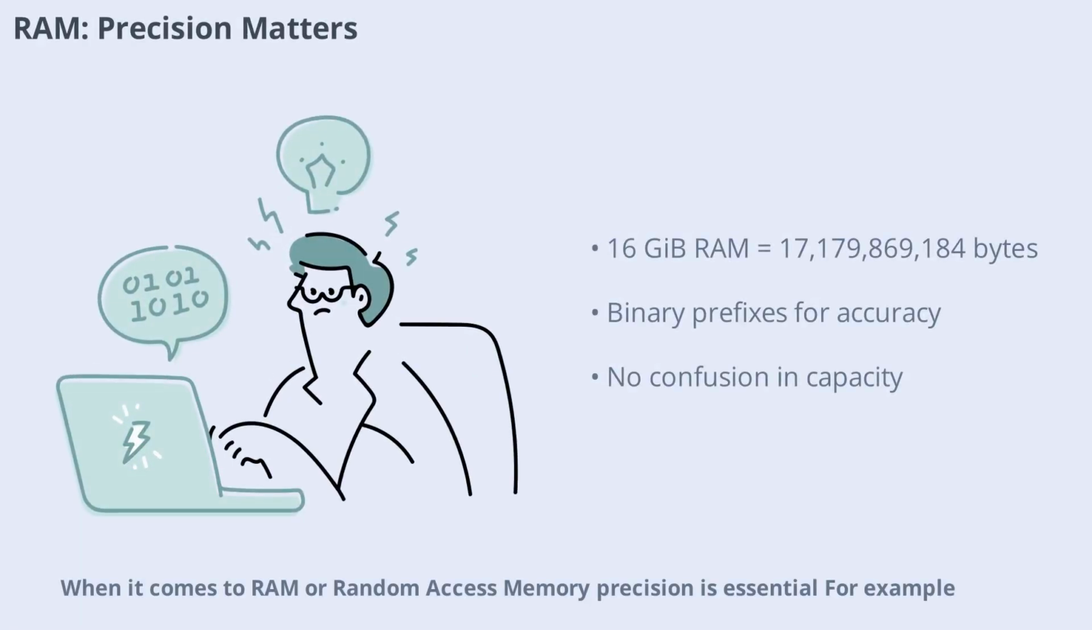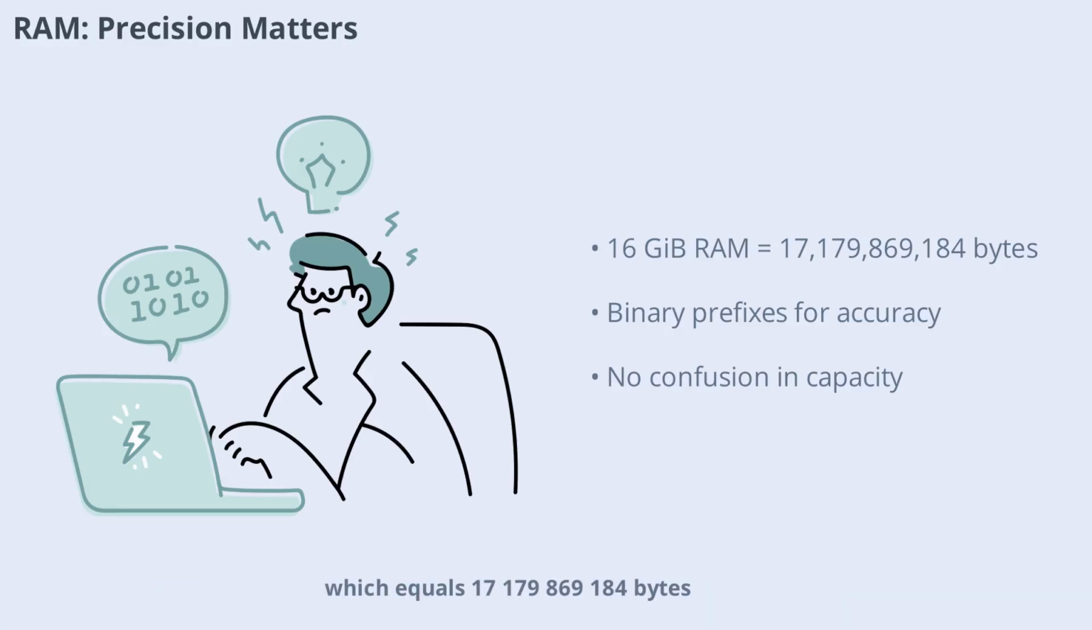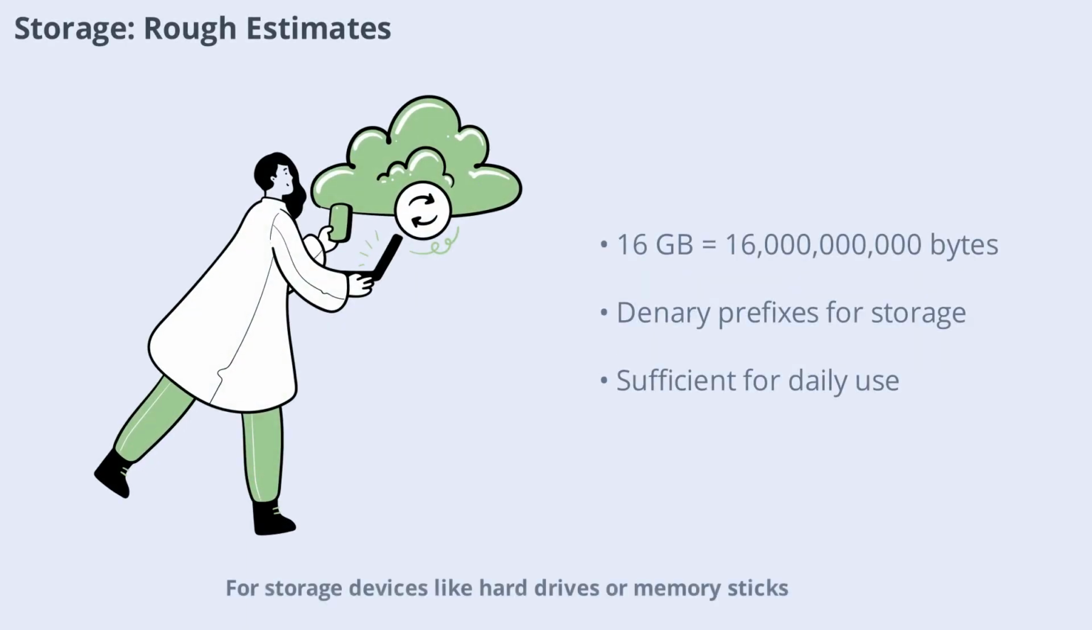When it comes to RAM, or random access memory, precision is essential. For example, 16 GiB of RAM means the computer can store 16 x 2^30 bytes of data, which equals 17,179,869,184 bytes. Using binary prefixes here ensures that there's no confusion about the actual capacity of the memory. For storage devices like hard drives or memory sticks, denary prefixes are often used. For example, a 16 GB memory stick can store 16 x 10^9 bytes of data, which is 16 billion bytes. While this isn't as precise as the binary system, it's usually sufficient for everyday use and marketing.